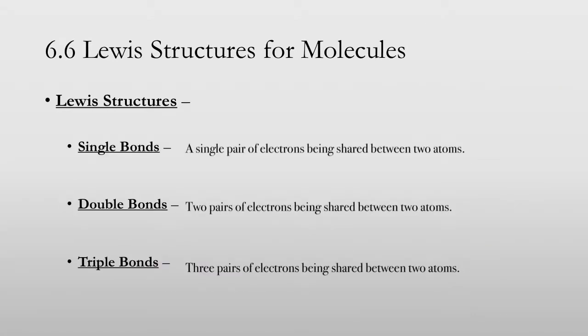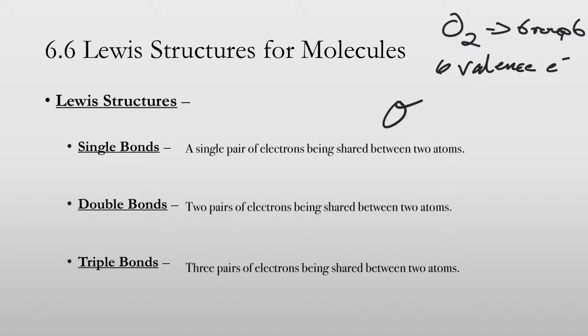Single bonds are a single pair of electrons being shared between 2 atoms, as I've just showed. Double bonds are when 2 pairs of electrons are shared between 2 atoms. If we have, for example, oxygen, O2, it's in group 6. So it has 6 valence electrons. And there's 2 of them. So we have 1 oxygen atom there.